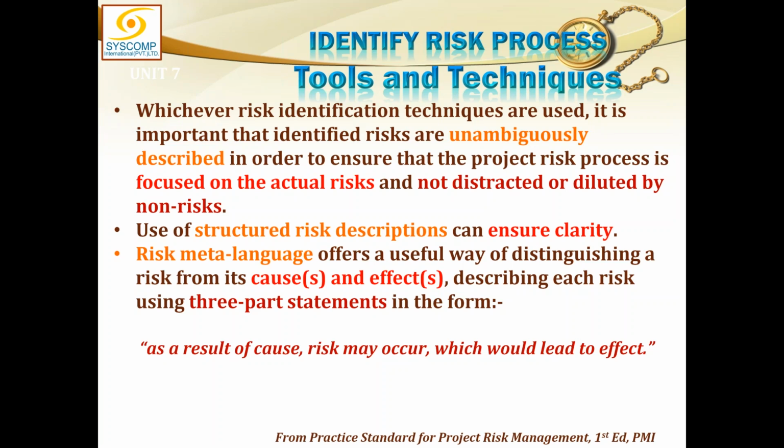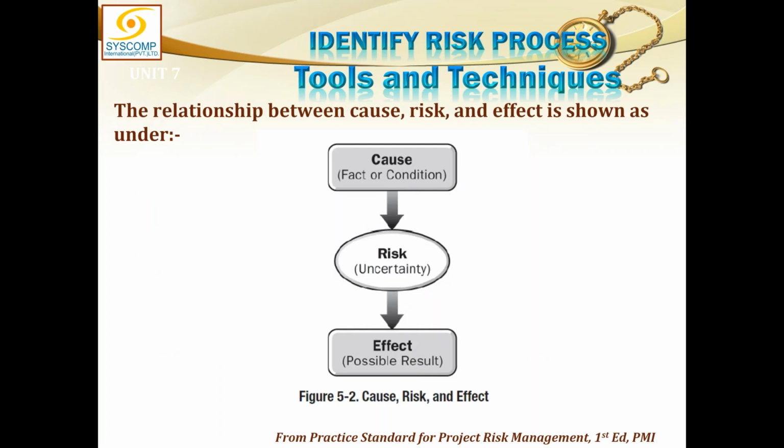The first part, comma, second part, comma, third part. First part is the cause, second part is the risk, and the third part is the effect. So the statement could be like, as a result of a cause, a risk might occur, which may lead to this effect. This way, you can have a concise and complete risk statement. So the relationship of cause-risk-effect is like cause leads to risk, leads to effect. And cause could be an event or condition.